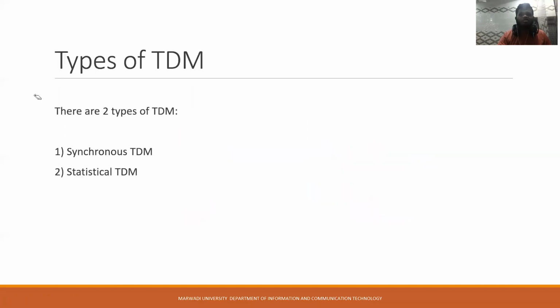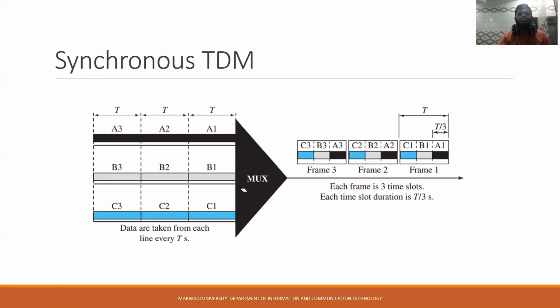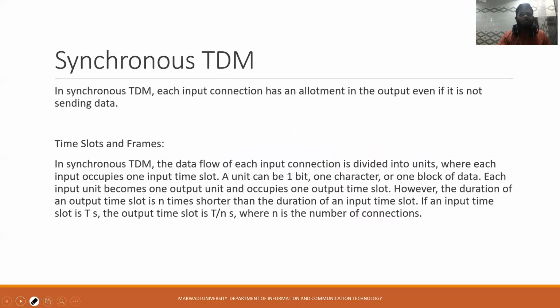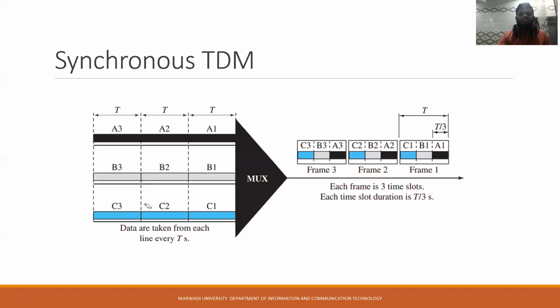So there are basically two types of TDM. The first one is synchronous TDM, then we have statistical TDM. We will see the synchronous TDM first. Here we have some theory, but we'll understand the theory using this diagram.